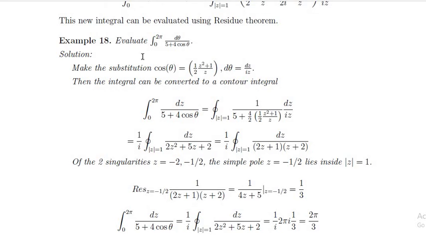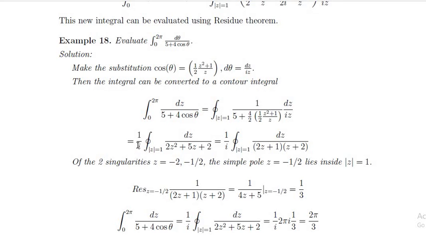Consider the following example. Evaluate integral 0 to 2 pi d theta divided by 5 plus 4 cos theta. Here give the substitution for cos theta. Cos theta becomes z square plus 1 by 2z, then d theta replaced by dz by iz. So the given integral becomes a contour integral over the unit circle mod z equal to 1, dz by iz divided by 5 plus 4 times z square plus 1 by 2z.